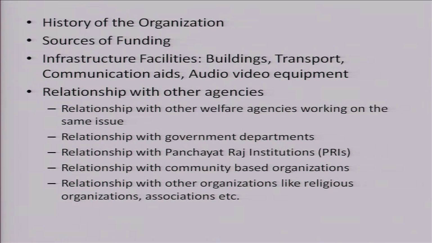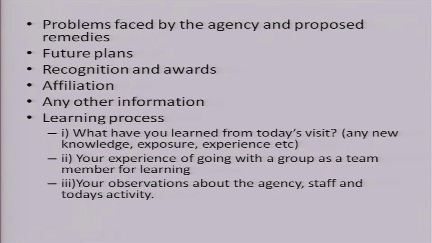One can explore the history of the organization also, when the organization was set up, what the major achievements were, and what the sources of funding are. What kind of infrastructure facilities the organization has, like building, transport facilities, communication aids, audio-video equipment, and what the relationship of the NGO is with other agencies, like other social welfare agencies, government departments, Panchayati Raj institutions, and other community-based organizations. These kinds of relationships can also be explored, and whether the organization is facing any problems, and what the proposed remedies are. What are the future plans of the organization, and whether the organization has received any awards or recognition, whether it is affiliated or not, and any other information based on the observation of the learner.